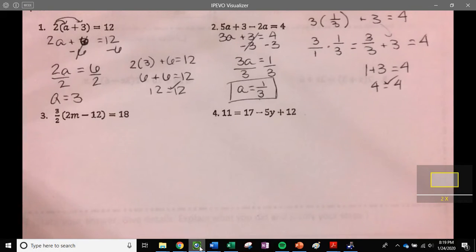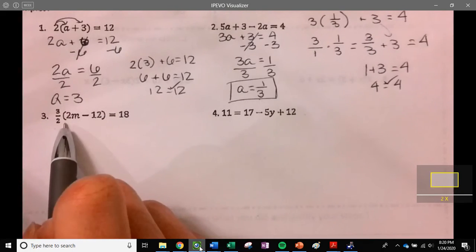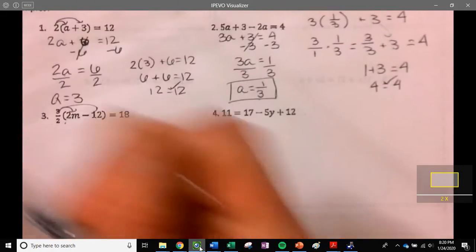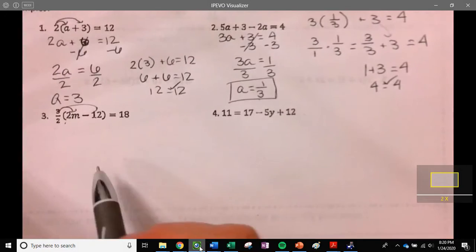3/2 times 2m minus 12 equals 18. All right, so we're going to distribute this 3/2 to the 2m and to the 12. So I'm going to have, I want to make sure I'm not running off this page.